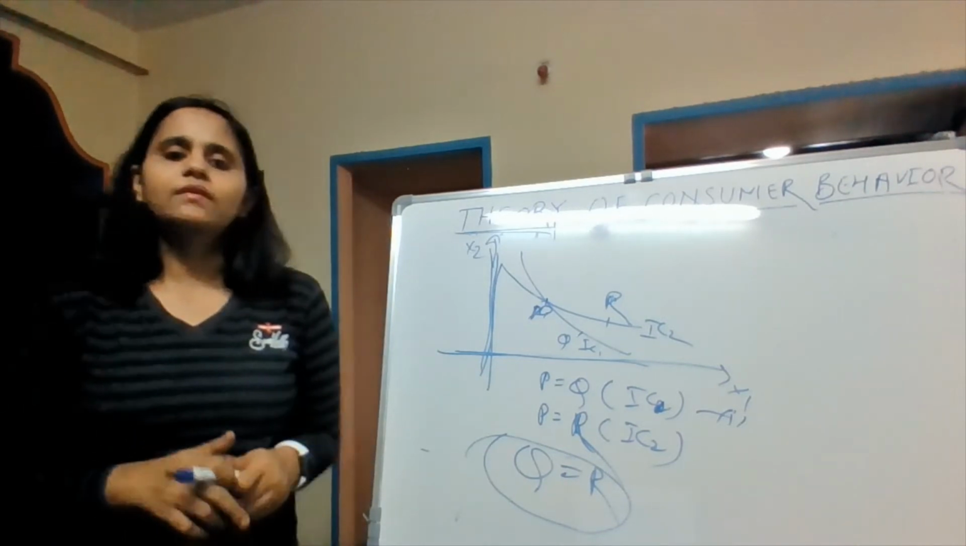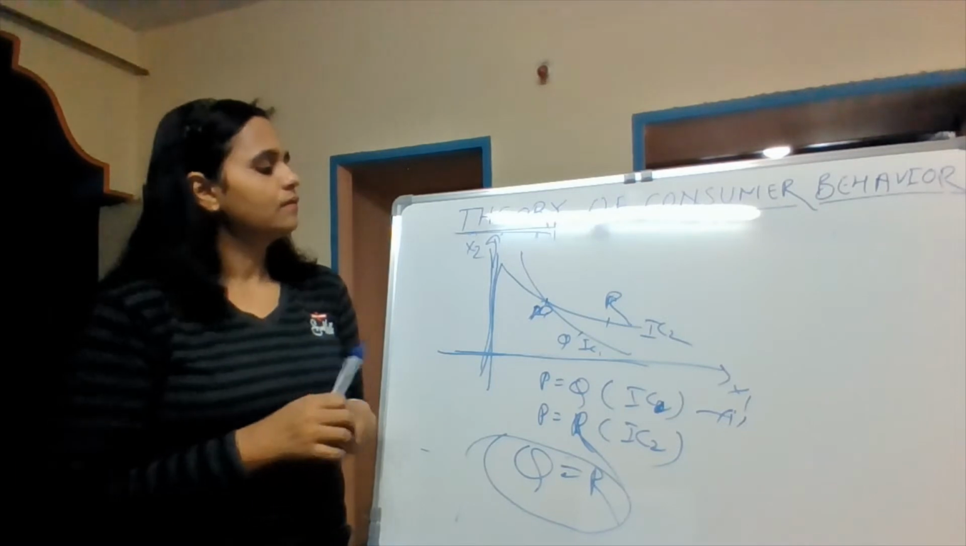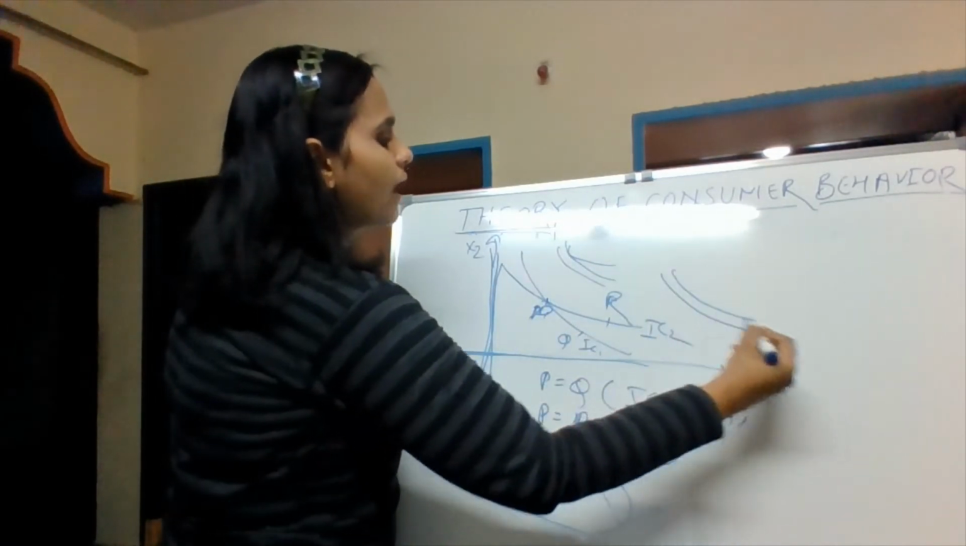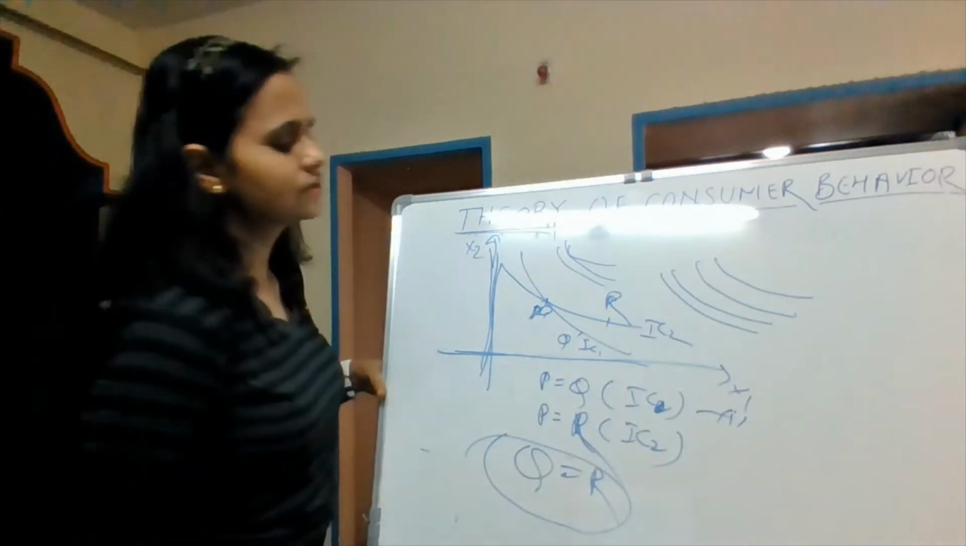So by definition they have to be parallel to each other. That's the reason, when they are parallel, a higher curve gives you higher utility. So this is always parallel.